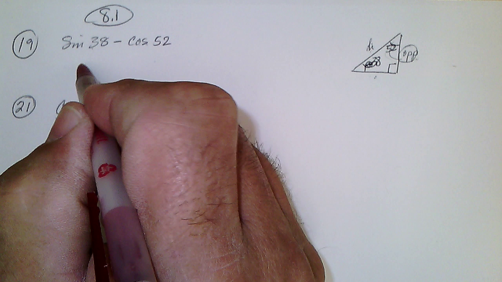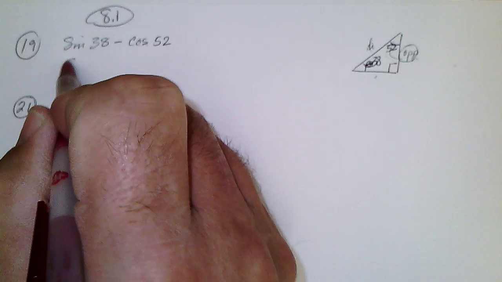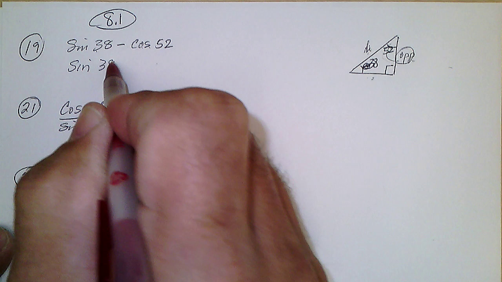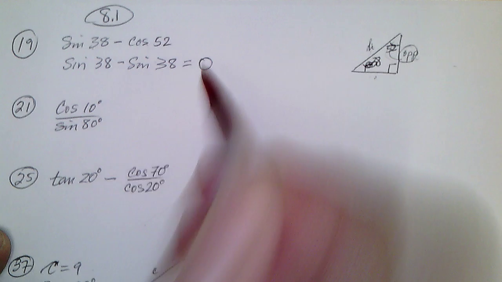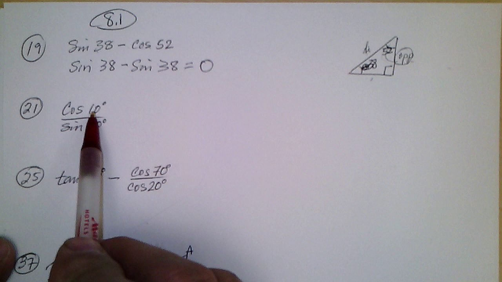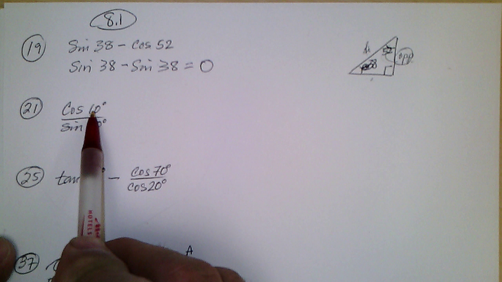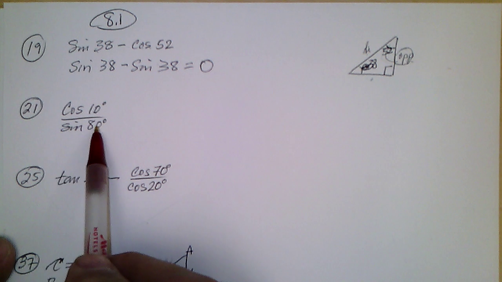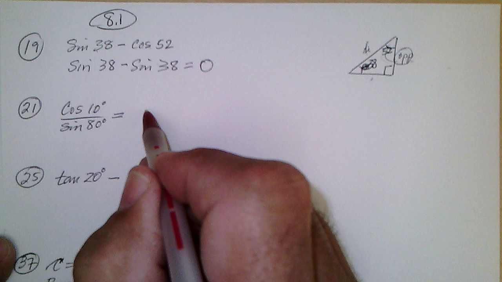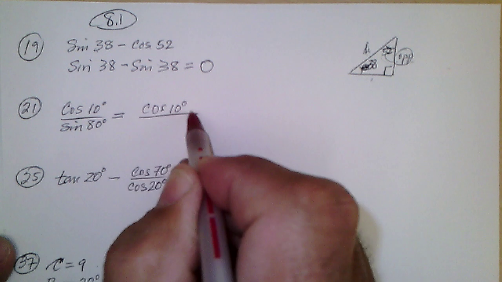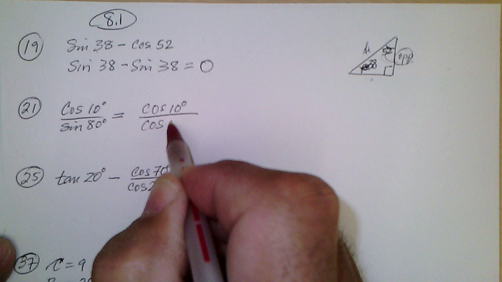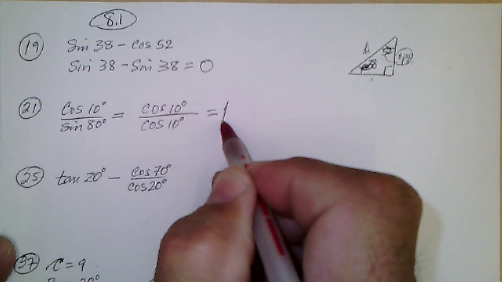Or vice versa. So we could say this is the sine of 38 minus the sine of 38, which is 0. So here we could change the cosine of 10 to the sine of 80, or the sine of 80 to the cosine of 10. In either case, we'd get the same thing over each other, cosine of 10 degrees over the cosine of 10 degrees, which is 1.